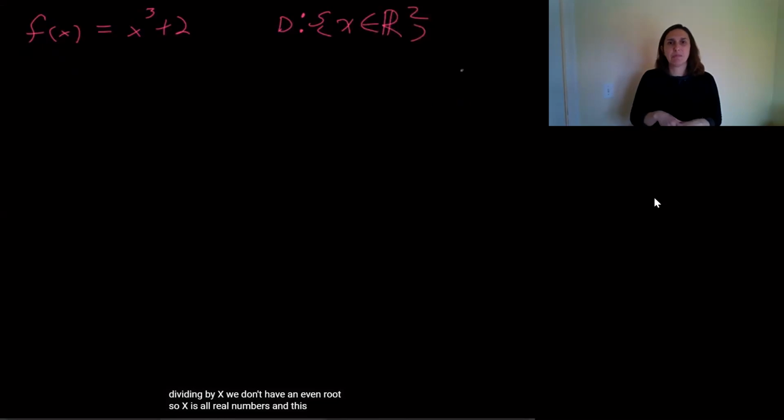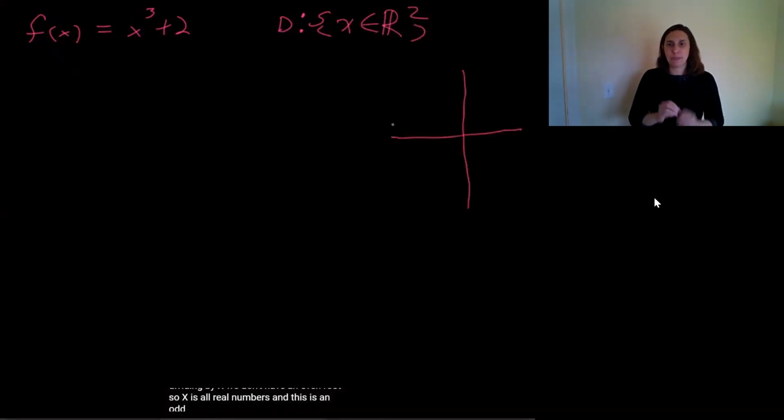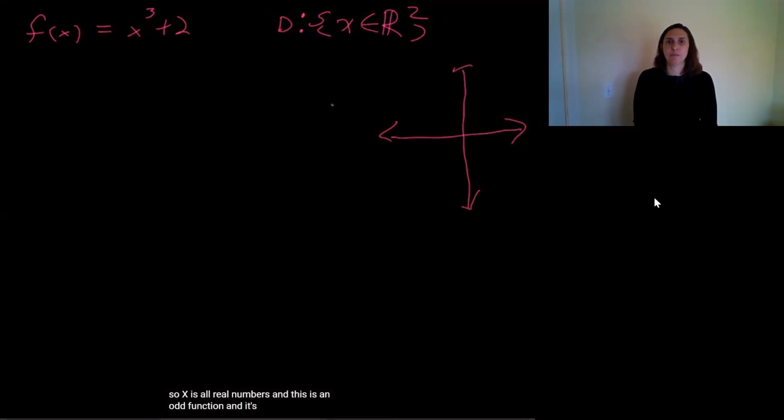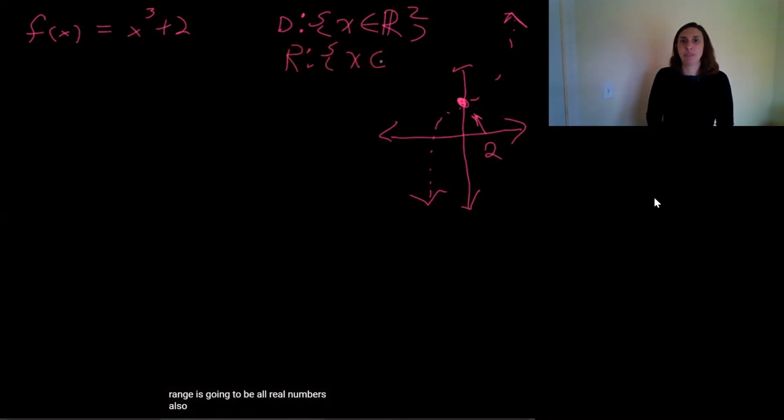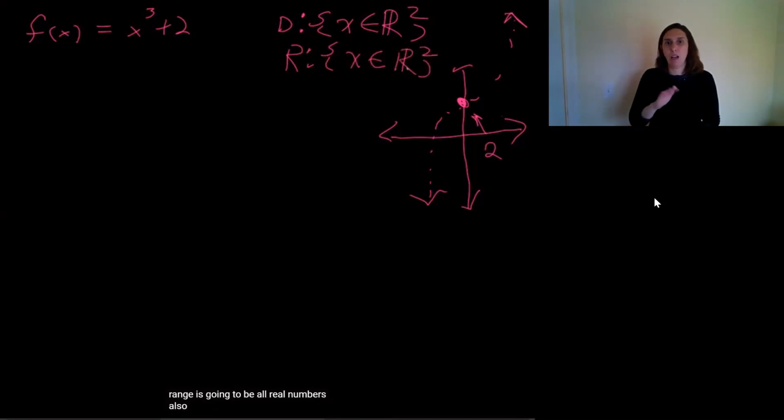And this is an odd function. And its base is x cubed shifted up 2. So it looks like this. This point being at 2. So we know it passes the horizontal line test. And its range is going to be all real numbers also. So this is something we can invert.